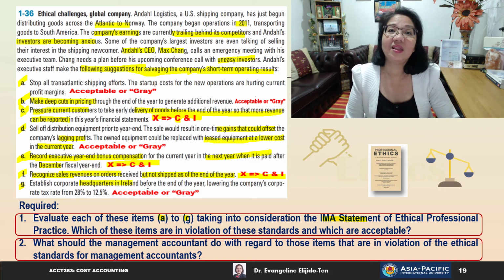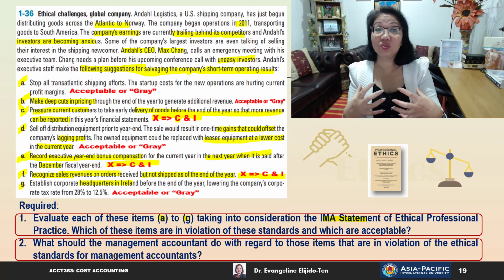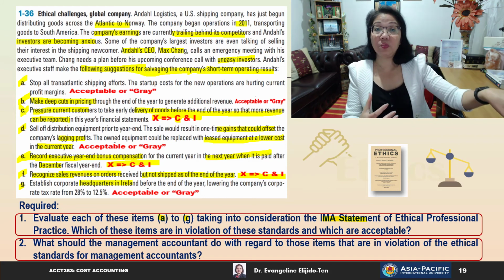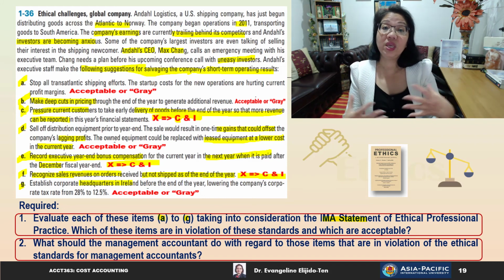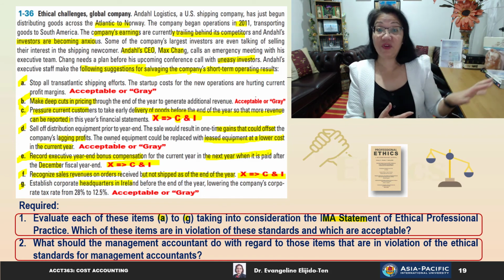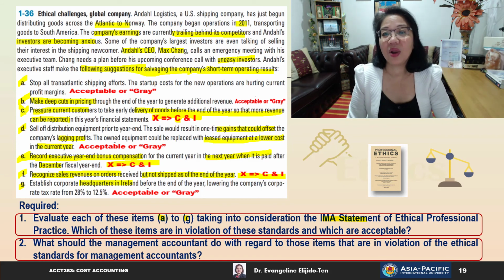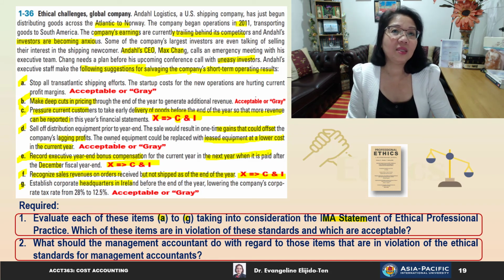Remember that it's not just the management accountant's interest that must be protected, but it's also that of the profession. So if we as management accountants are seen to be acting unethically, it's not just our reputation, but also the reputation of the profession that is being jeopardized. All right. But resigning, of course, is usually the last resort.